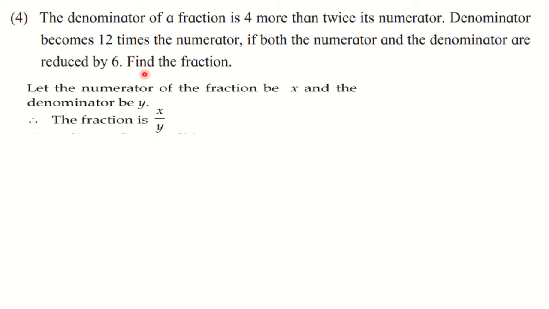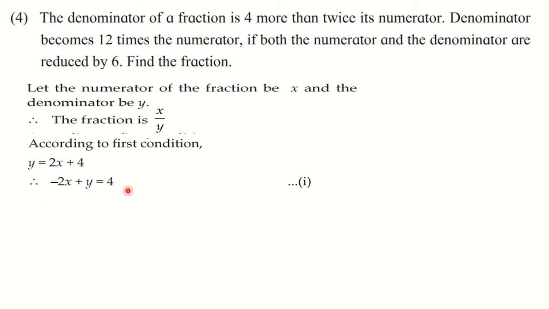Now let us make use of the condition. The denominator of a fraction is 4 more than twice the numerator. Denominator you replace by y and numerator you replace by x, and you are going to get the equation. Denominator means y, and as I said, 'is' stands for equal to. 4 more than twice the numerator means 2x plus 4, and when we rewrite it properly, what we are going to get? Minus 2x plus y is equal to 4. This is equation number 1.